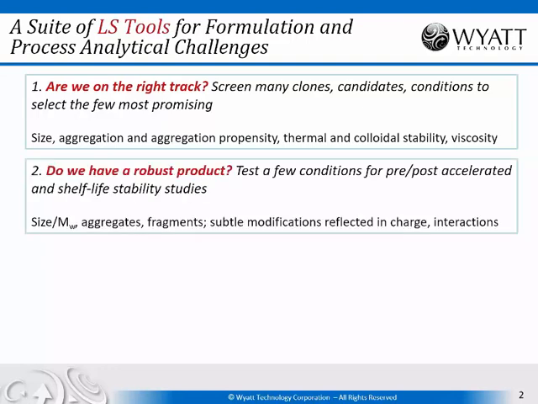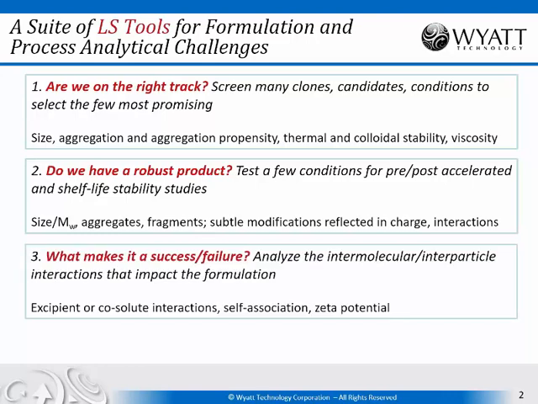Once you've selected a few of the candidates or conditions, you'll then go on to test them more deeply, for instance, by applying stress or looking at shelf life stability studies. And throughout those measurements, typically a few times during the course of the stability study and at the end as well, you're going to do a deeper characterization. So for instance, measuring the size and molecular weight, the types of aggregates that are forming, whether there are any fragments, or other subtle modifications that could be reflected in charge or particle-particle interactions.